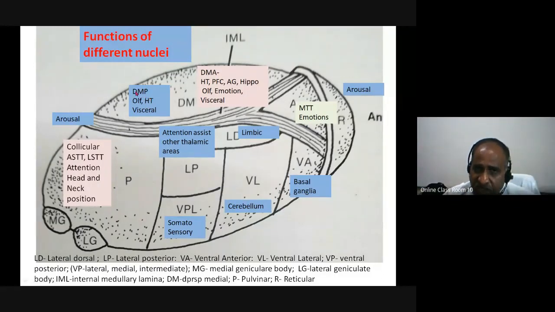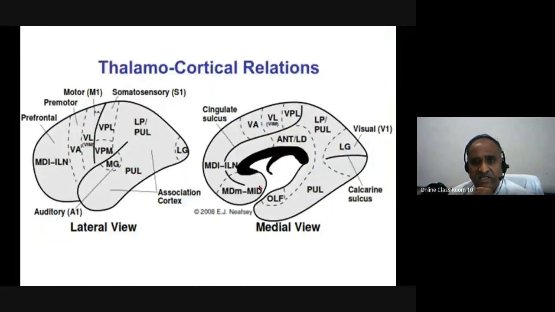And a dorsomedial nucleus, dorsomedial anterior, dorsomedial posterior. This is connected to the olfactory, hypothalamus and visceral. This performs the visceral component of the medial group of nuclei, and this performs the emotion, olfaction, or hippocampal performance. This dorsomedial anterior. So this is about the functions of the different parts of the thalamus.